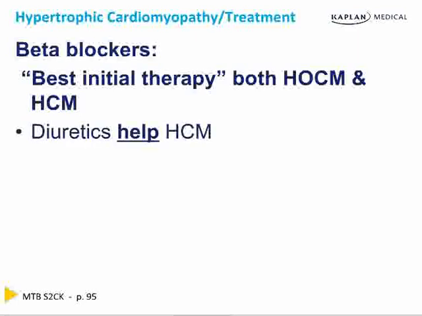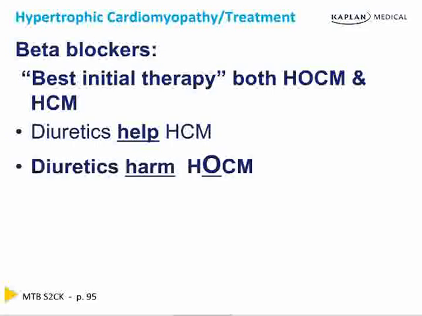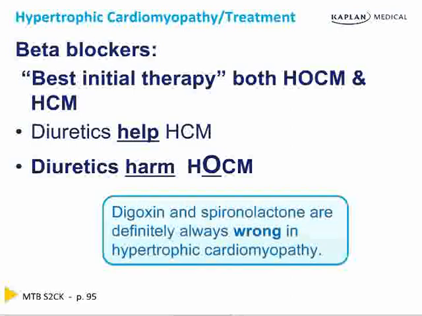Now, diuretics help hypertrophic cardiomyopathy because it's a fluid overload state, but diuretics harm HOCM because they increase the obstruction. Spironolactone, digoxin are basically not helpful in hypertrophic cardiomyopathy. That's one of the reasons you have to do an echocardiogram in everyone who's got congestive failure, because you just can't tell who's got which type of cardiomyopathy.